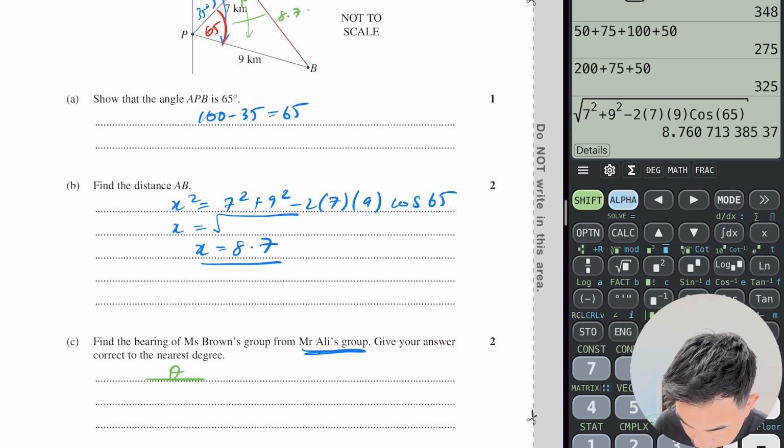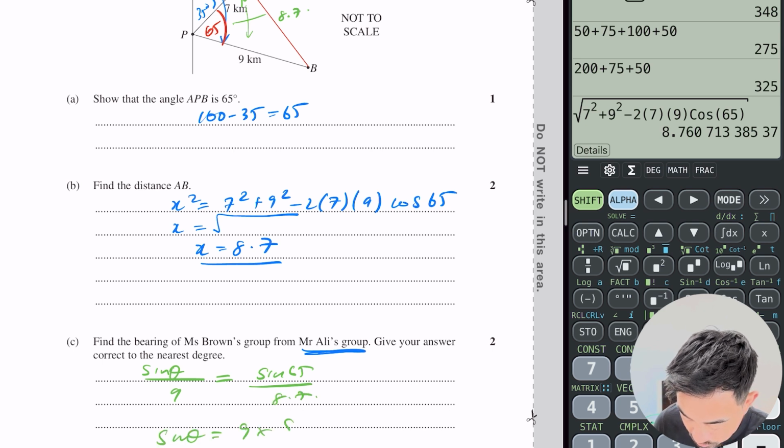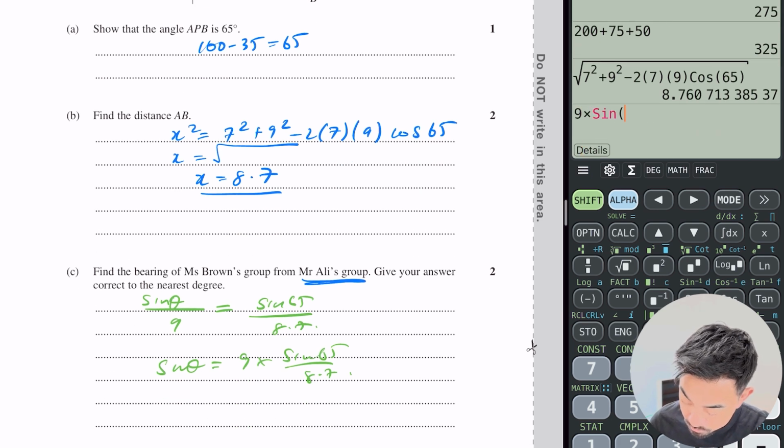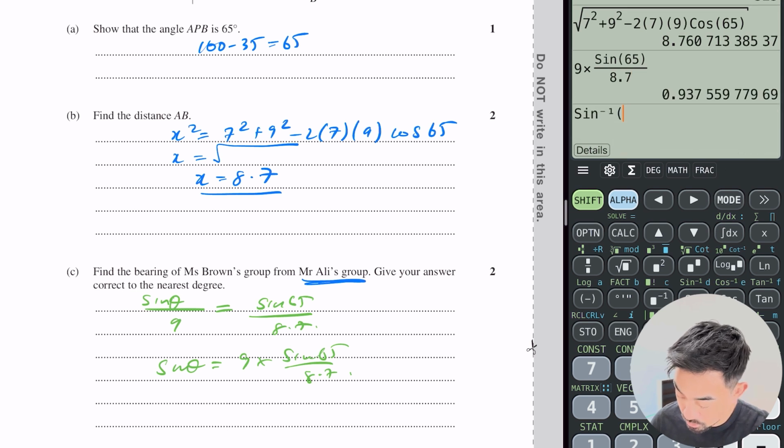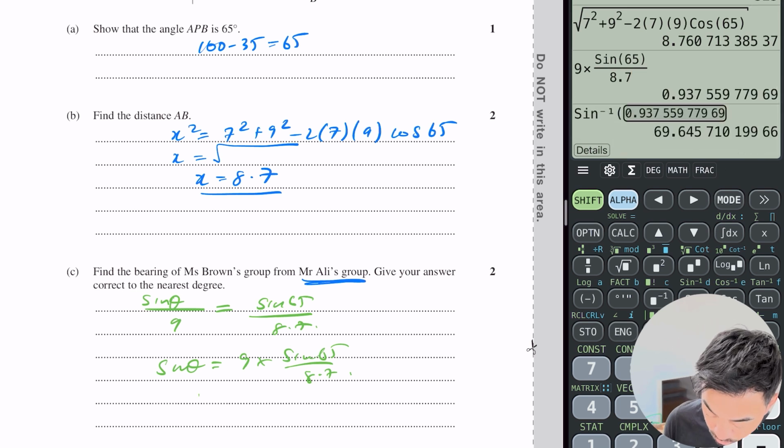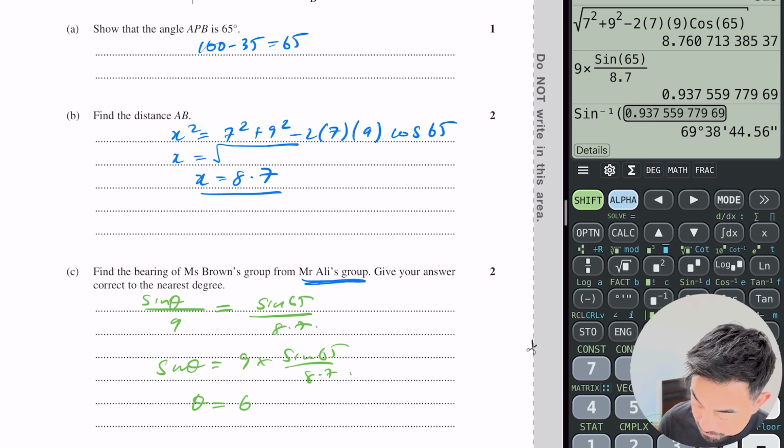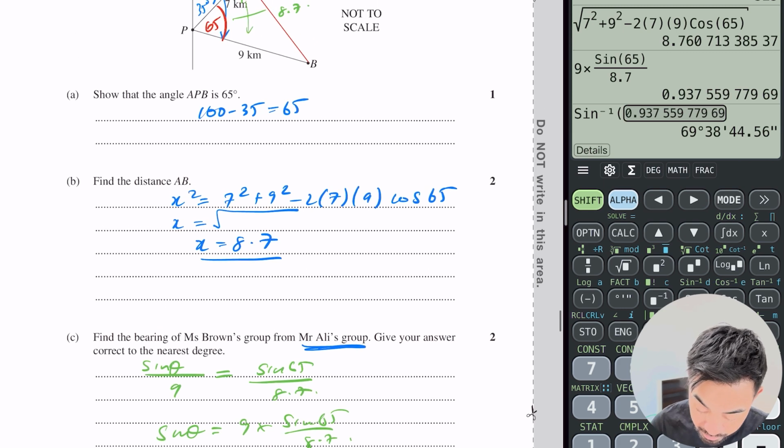So sine theta over 9 is equal to sine 65 over 8.7. So sine theta will be 9 times sine 65 over 8.7. And I need to shift sine my answer. So theta is going to be 69 degrees 39 minutes.